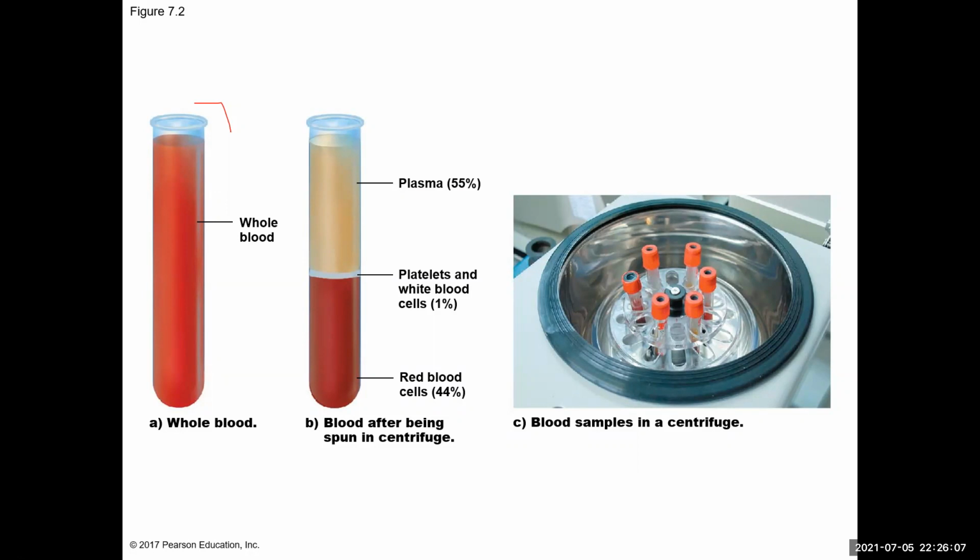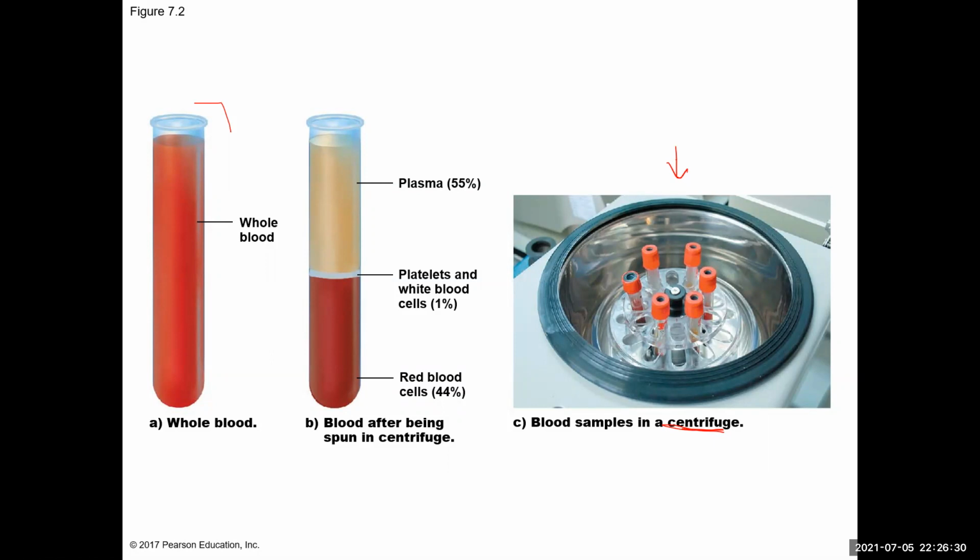Now, what we can do is take that blood sample and put it in this machine, which is called a centrifuge. Basically, what this centrifuge does is spin those samples at a very fast RPM, a high rotation per minute, thousands of rotations per minute.